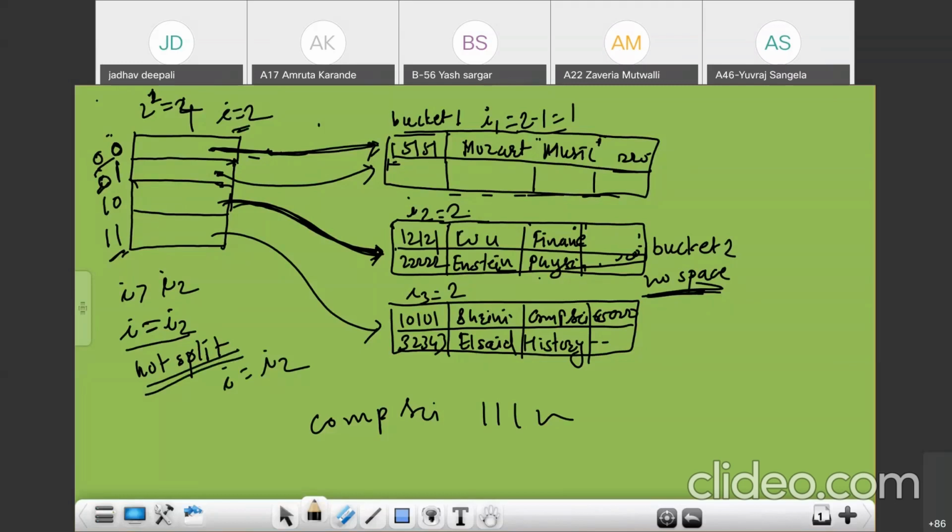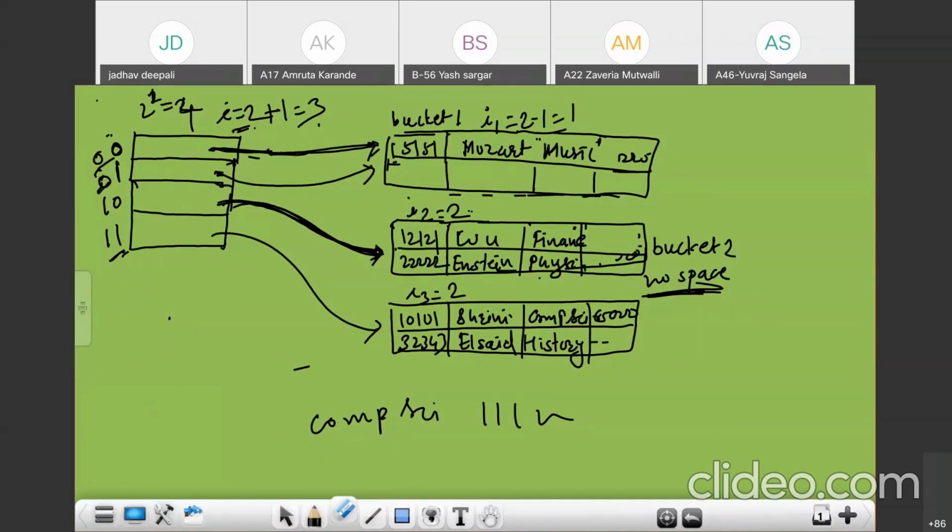We cannot split the bucket. Why? A single pointer points to the bucket, and I is equal to I2. So we increase the value of I by 1. It is 3. Once we increase the value of I by 1, the first step is that the bucket address table doubles in size, to 8 records.